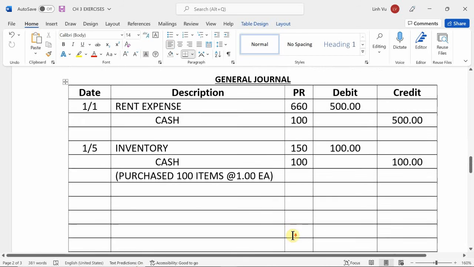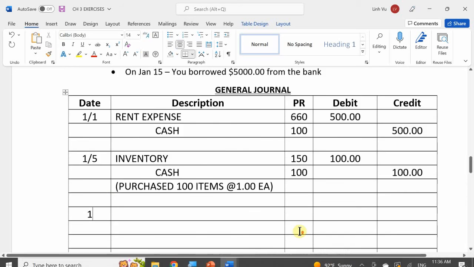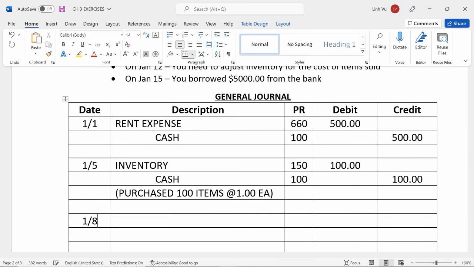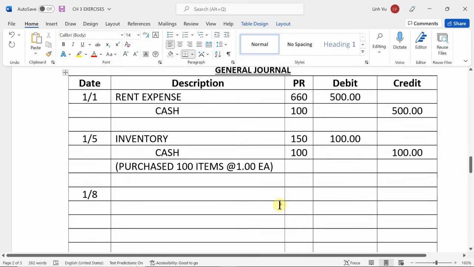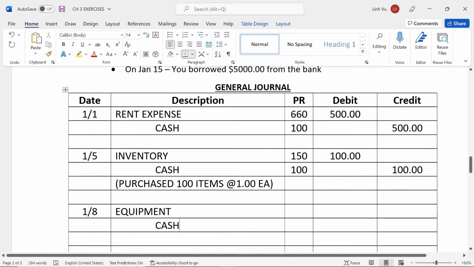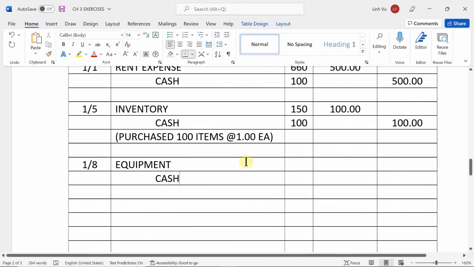So that's exactly what you have to do when you're using transaction analysis. You're going to be using multiple worksheets for this. So in this case, it is the 8th. The 8th, we established that we're going to be debiting my equipment account, right? And we're going to be crediting my cash account because I paid for it with cash, right? So let me identify equipment is 160. Okay, so there we go.